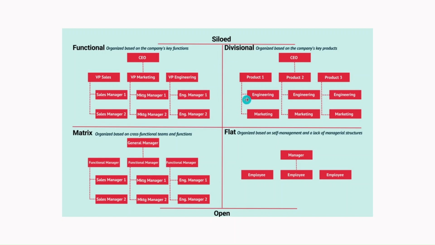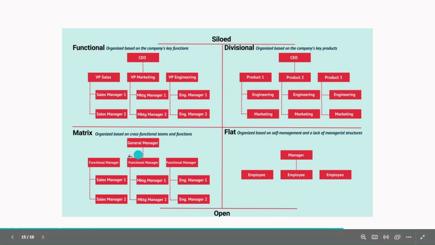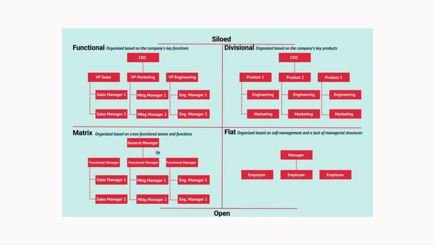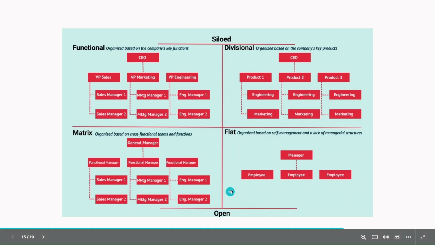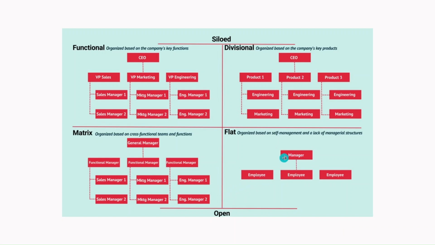Functional and divisional are the same, the old models, and the matrix comes under cross-functional teams. They interact with each other. A general manager will be, for example, if you take Google, the top CEO will be there. He will have different functional managers, and each functional manager will take care of sales, marketing, engineering, research and development, everything. And a flat organization is a small organization where one manager takes care of all the employees.